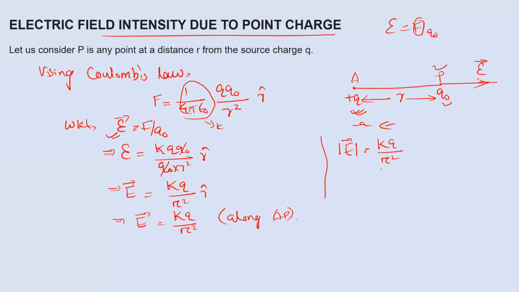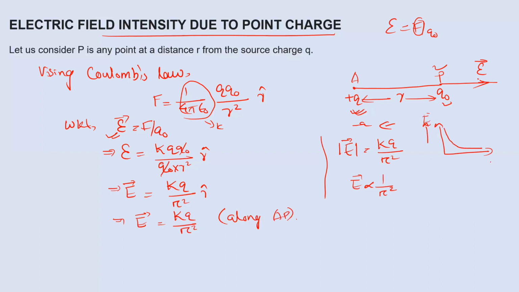So here, if you see, electric field is inversely proportional to R square. So you can draw the graph as well, okay? As the separation between the two charges increases, electric field decreases. So this is how you can draw.